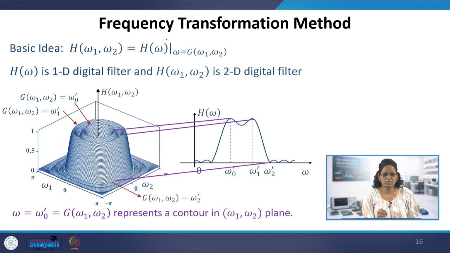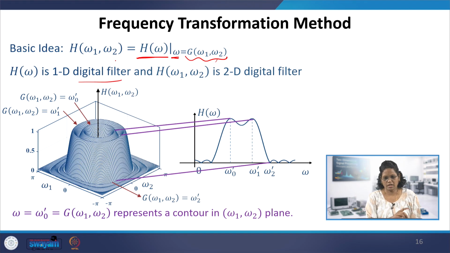The basic idea of this 2D frequency transformation method is, we have h of omega, the 1D frequency response, which is known. That means with the given specification, we can design this h of omega, and that omega we replace with a transformation function, which is g of omega 1 omega 2. The g is a function of omega 1 omega 2. Omega 1 omega 2 are the variables of the frequency response of the 2D filter to be designed. So if you just replace this omega in the 1D with the transformation function, it becomes a 2D. So this is the basic idea, and h of omega is the 1D digital filter here.